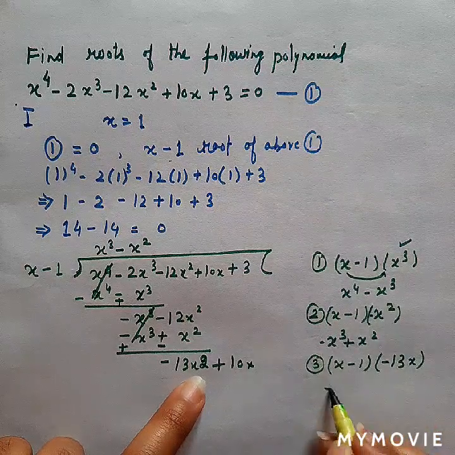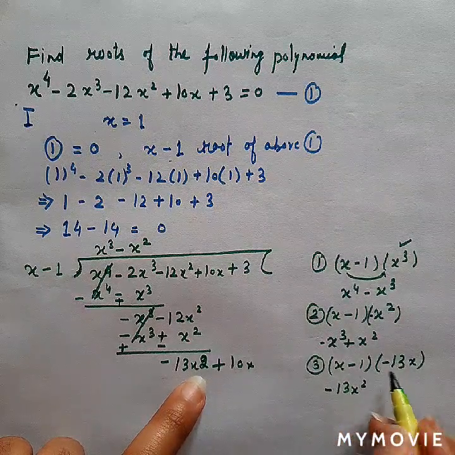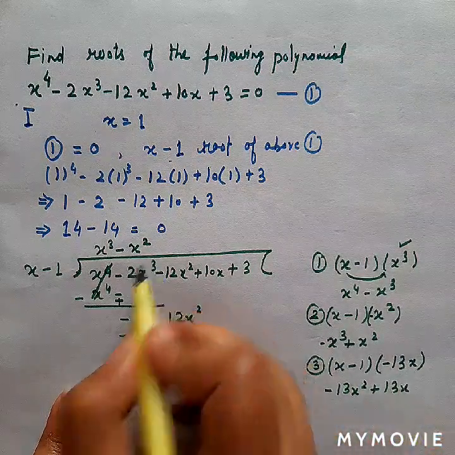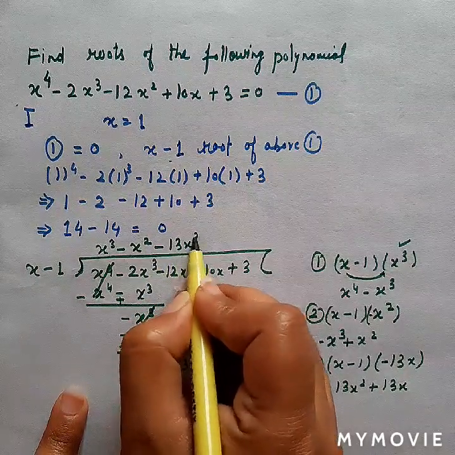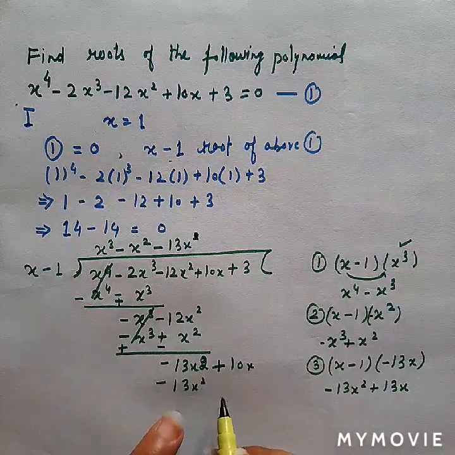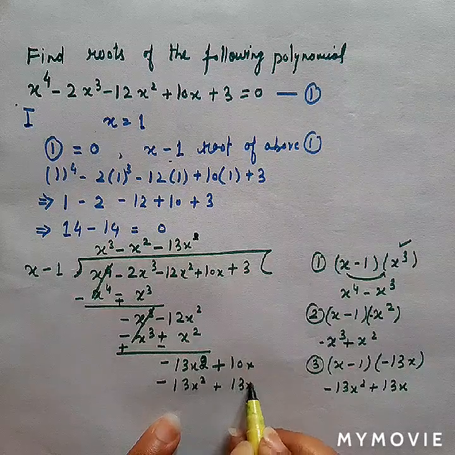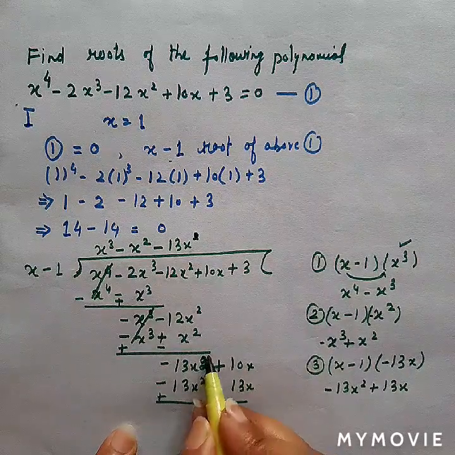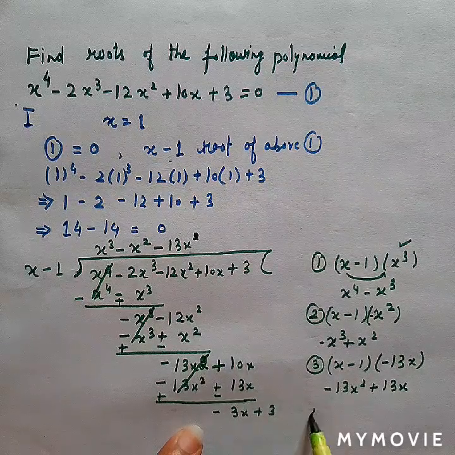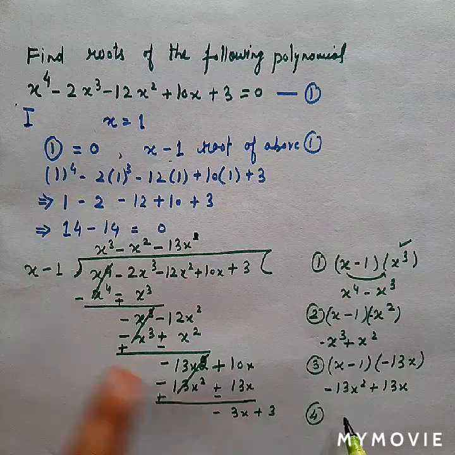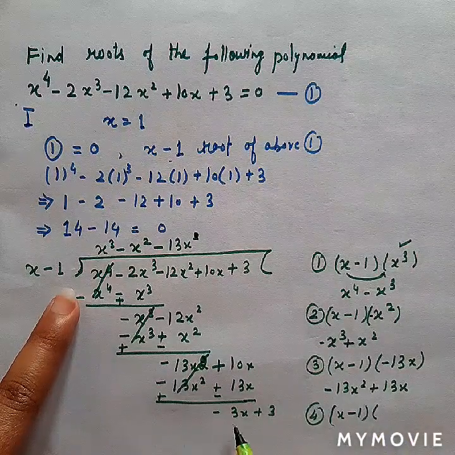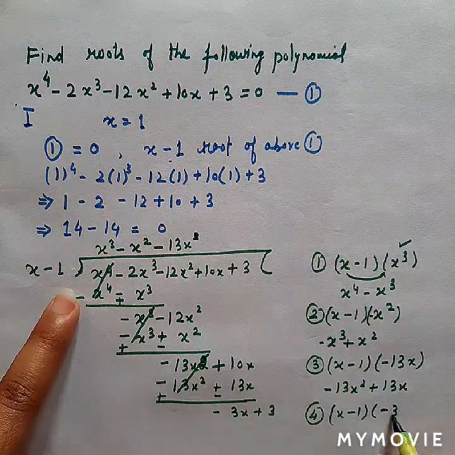So I will get minus 13x square, right? And minus minus plus 13x. So again take the quotient, this one, minus 13x, sorry. So this will be equal to 13x square plus 13x, change signs, cancel out, 10 minus 13, this will be minus 3x plus 3. Again the last step would be to cancel out this term, so x minus 1 multiplied with, I need what, minus 3 over here, simply minus 3, right?